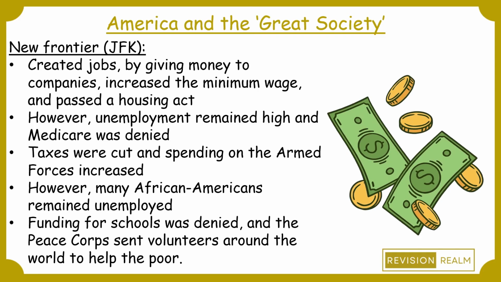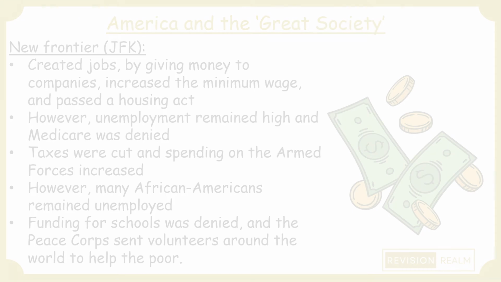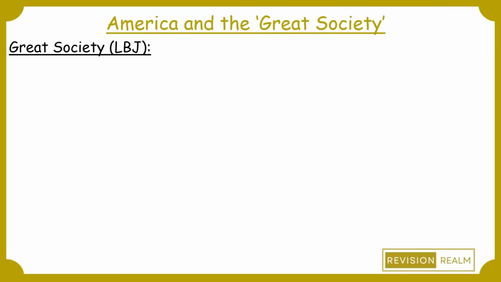JFK also tried to provide funding for schools, which was denied by Congress, but he did set up the Peace Corps, a successful organization that sent volunteers of many different roles to assist poor countries. He was assassinated in 1963, as previously mentioned, cutting the New Frontier short, and was replaced by Lyndon B. Johnson, his vice president. LBJ won the election in 1964 under his promise of the Great Society, in which he hoped to end poverty and racial injustice.